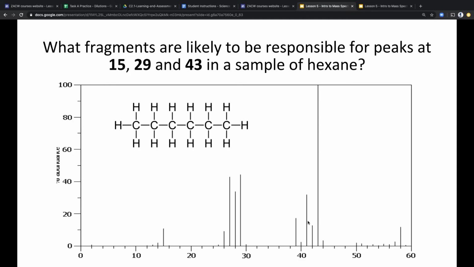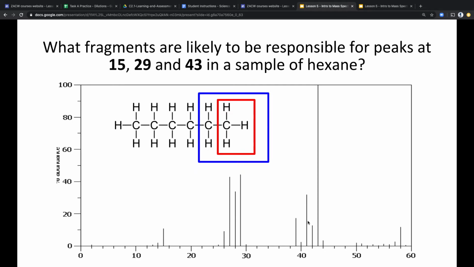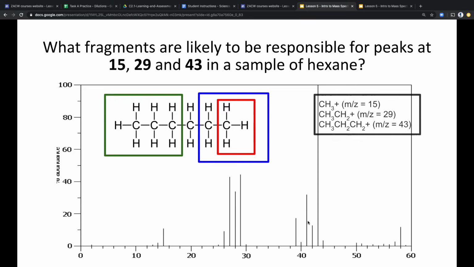Okay. Are we ready to take up the fragments? Solomon, you're good? Sweet. All right. So the one at 15 is obviously just a methyl group. That's really the only thing it can be. 29 is a good old ethyl group. And then for 43, it's one of the 3 carbons in a row. So that's pretty easy, right? Sweet. It's good to recognize those. We will see them from time to time.